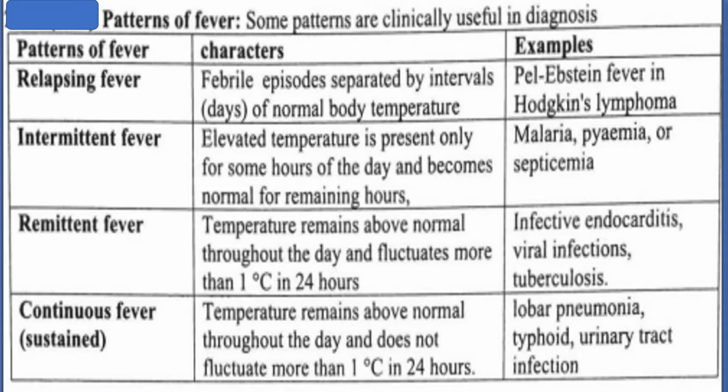Continuous fever, sustained: temperature remains above normal throughout the day and does not fluctuate. Here is the difference from remittent: it does not fluctuate more than 1 degree centigrade in 24 hours. Seen in lobar pneumonia, typhoid, and urinary tract infection.